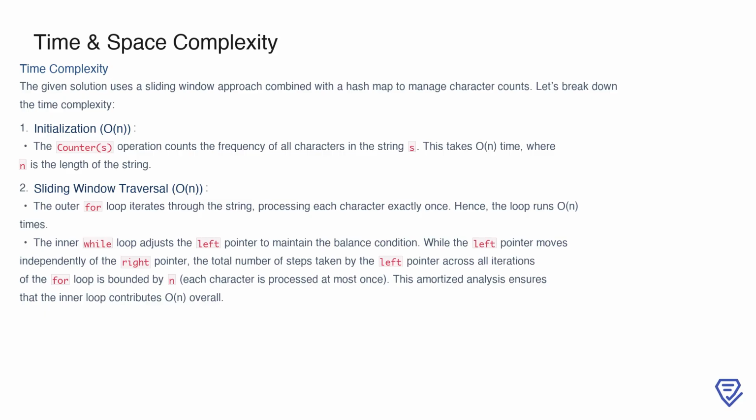Next, we handle the sliding window traversal. The outer for loop iterates through each character of the string exactly once, resulting in O(n) iterations. Within the loop, the left pointer adjusts dynamically to maintain the balance condition. While it may seem like the left pointer introduces additional iterations, its total movement across all iterations of the for loop is amortized to O(n), because each character is processed no more than once. Together, these steps ensure that the sliding window traversal contributes O(n) to the overall time complexity.